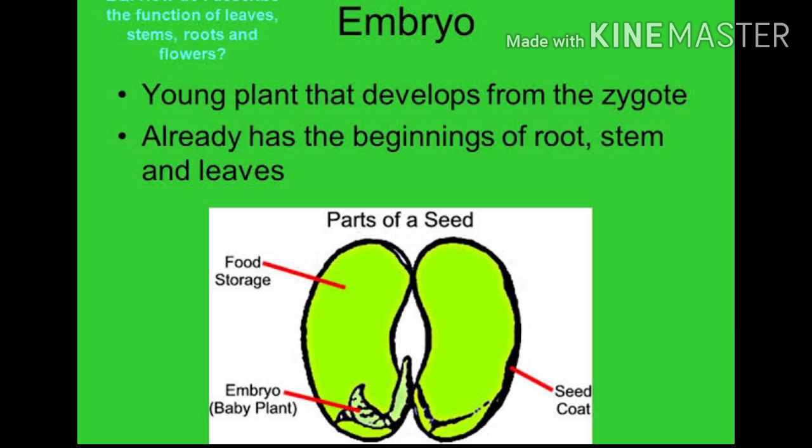The third part of a seed is embryo or baby plant. The embryo is a baby plant which lies between the seed leaves. It is a young plant that develops from the zygote. And the embryo already has the beginnings of root, stem and leaves.